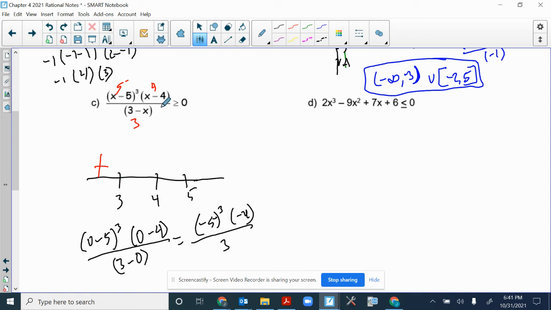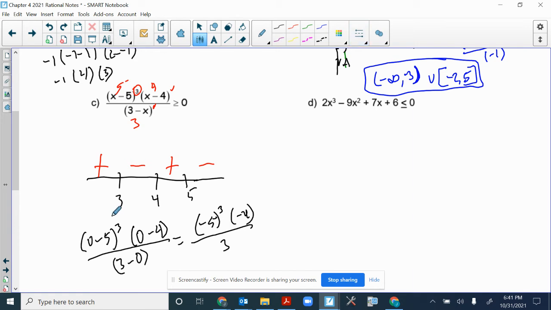And then let's go again and look at their multiplicities. So at 3, it's a multiplicity of 1, so it crosses. So it's negative. Then at 4, multiplicity of 1 again, so it crosses. And then we have a multiplicity of 3 at 5, but 3 also means crosses, right? It wiggles, but it still crosses. So this is what our sign chart would look like.